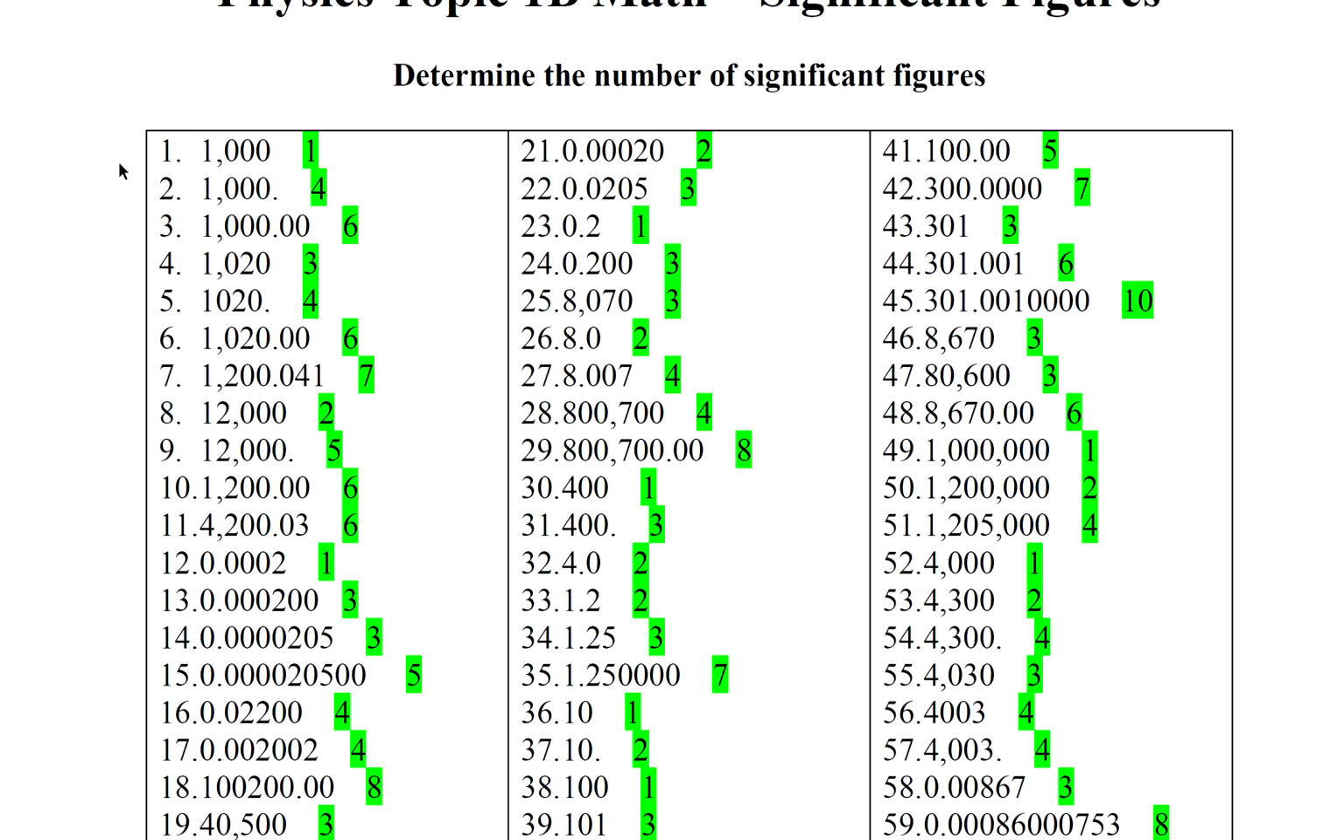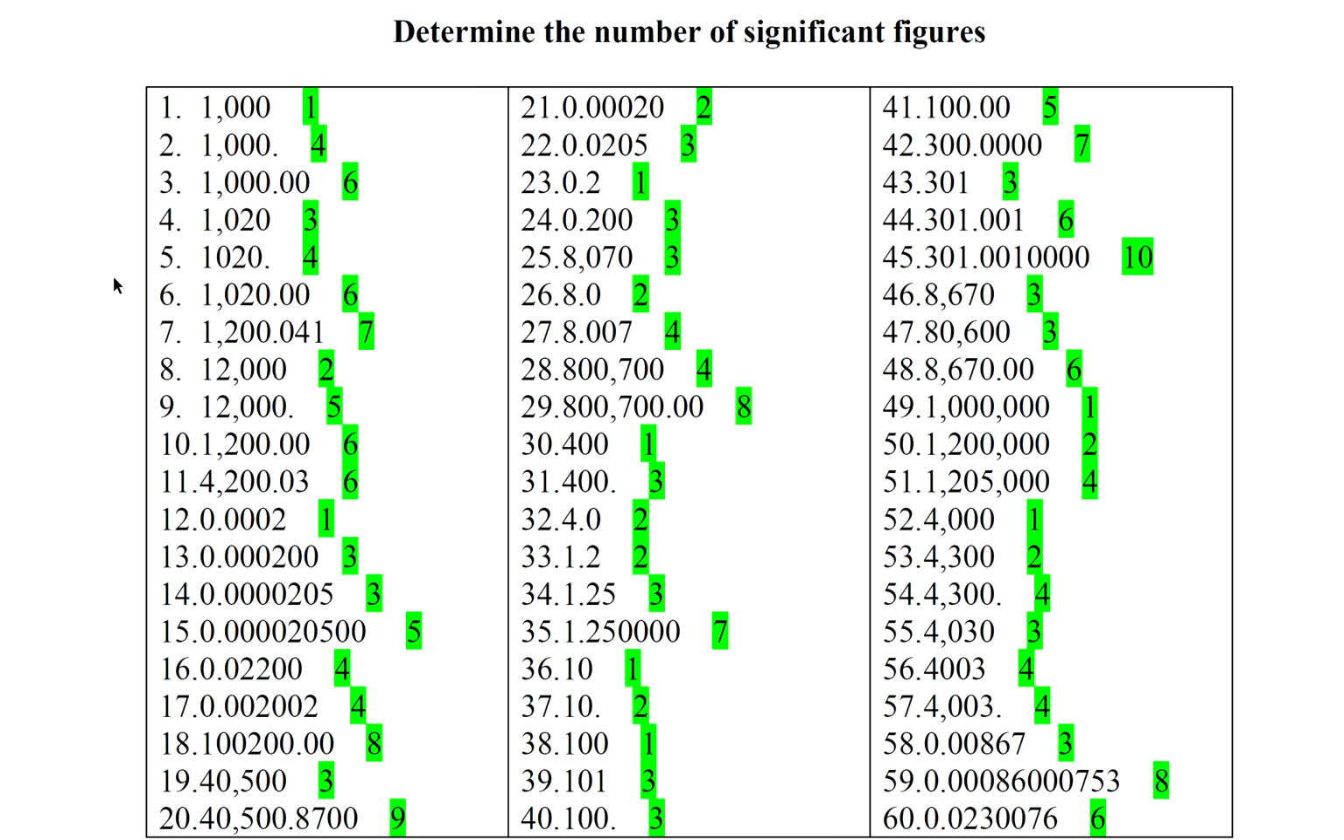Compare question number 12 to question number 2. In question number 2, you had a number before the decimal point. In question 12, you have a number after the decimal point. So question 12 is a number less than 1. That's why it has only one significant figure.